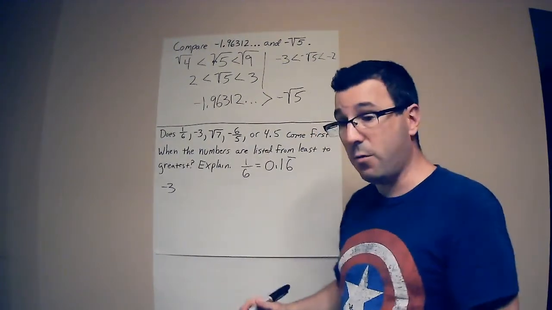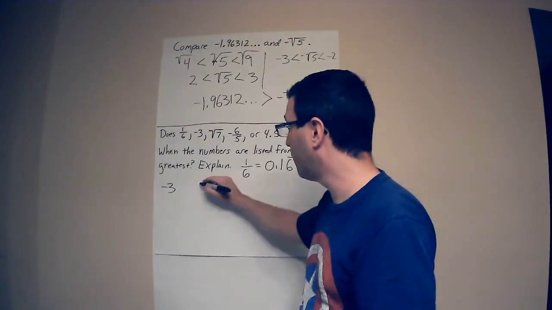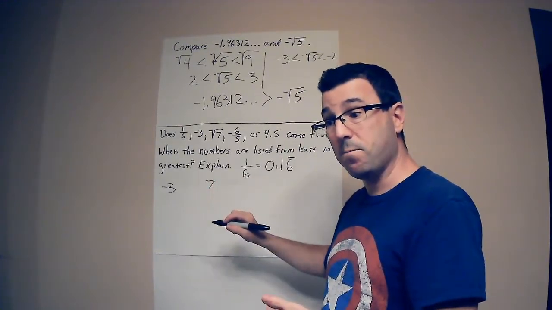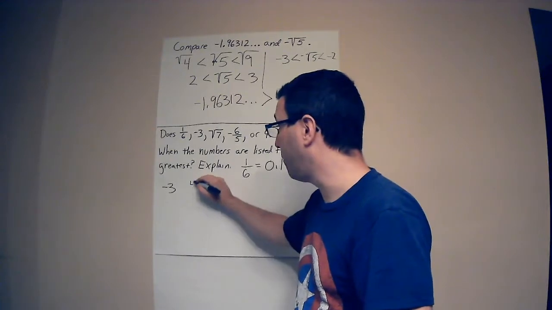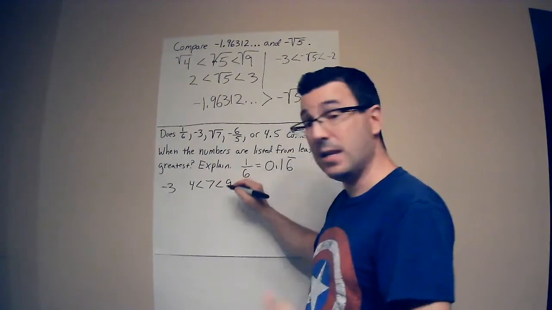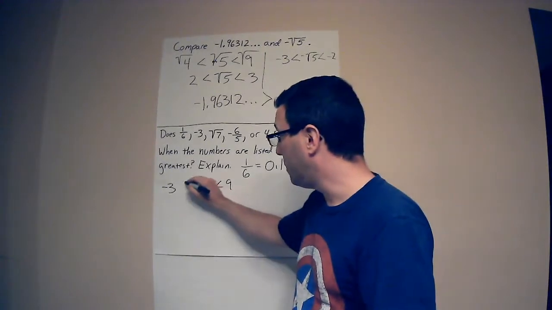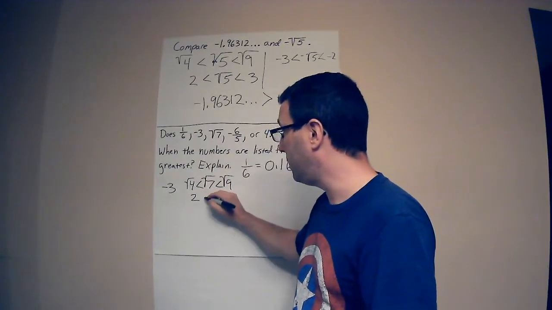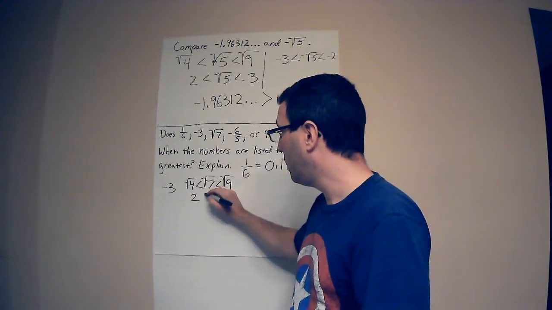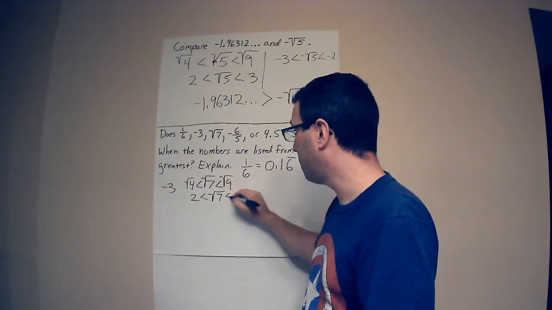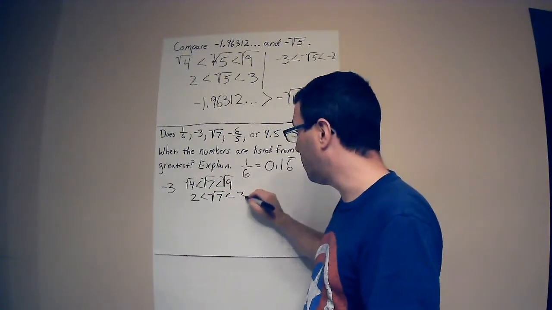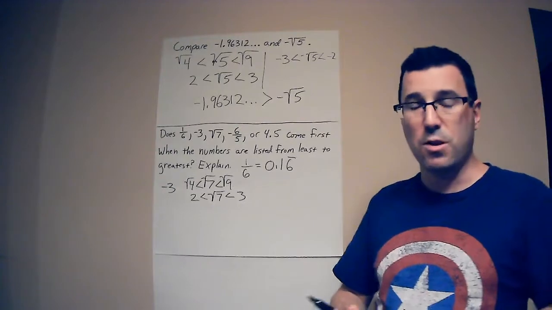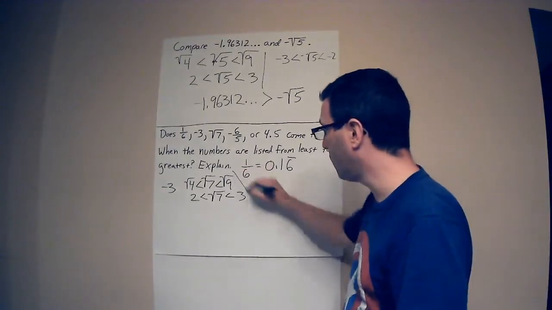Again, where does it fall between? Well, 7, the two perfect squares it falls between, 4 is smaller, 4 is a perfect square, and 9 is bigger. Take the square roots. Square root of 4 is 2, and square root of 9 is 3. So I know that the square root of 7 is going to fall somewhere between 2 and 3. Make a little bit of room.